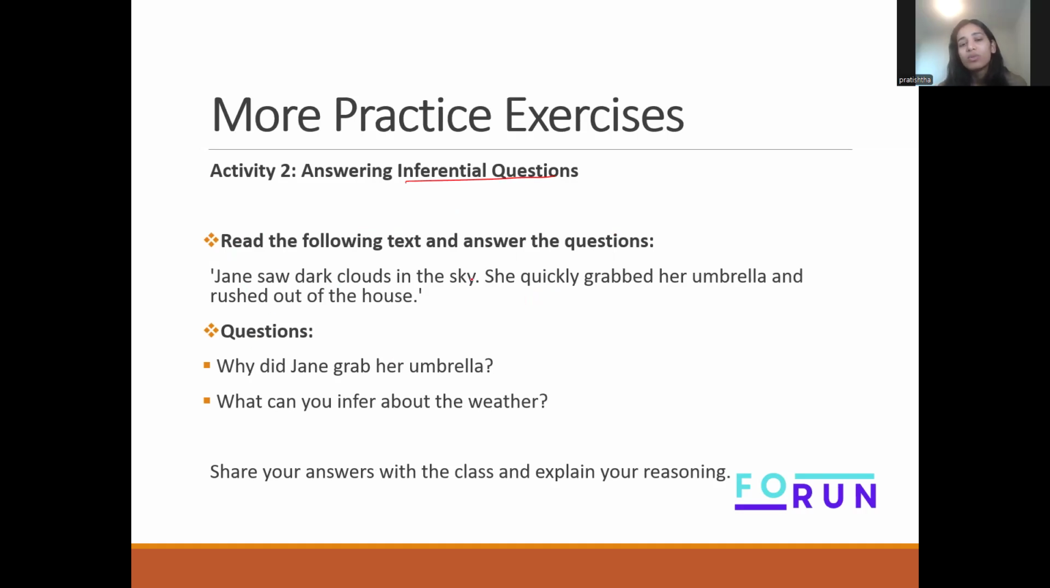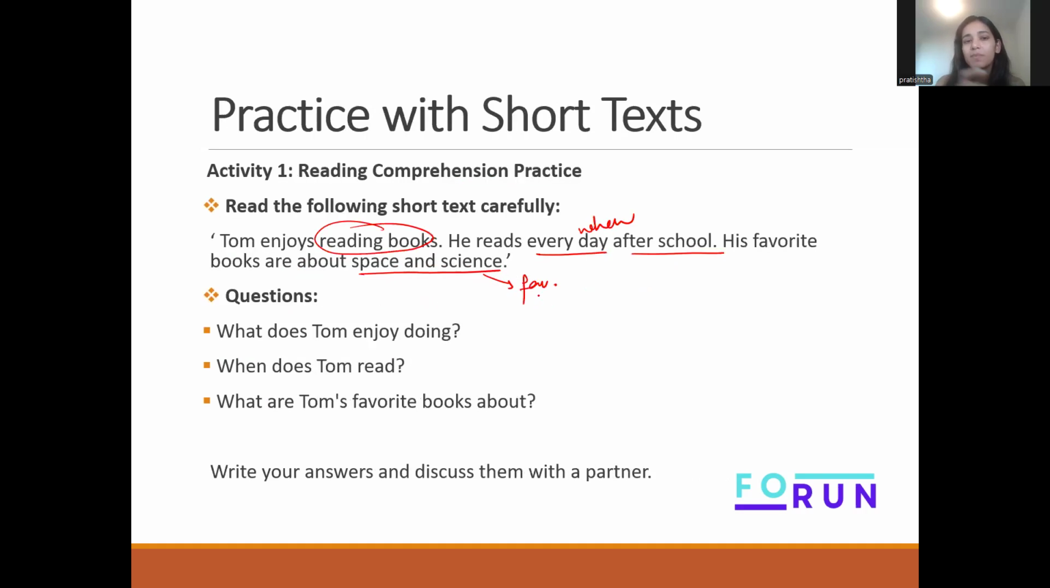Jane saw dark clouds in the sky. She quickly grabbed her umbrella and rushed out of the house, right? So she saw dark clouds. This is our keyword. She quickly grabbed her umbrella and rushed out of the house. Why did Jane grab her umbrella? Now, direct answers are not stated, right? It's not like the previous, general question in which facts are stated.